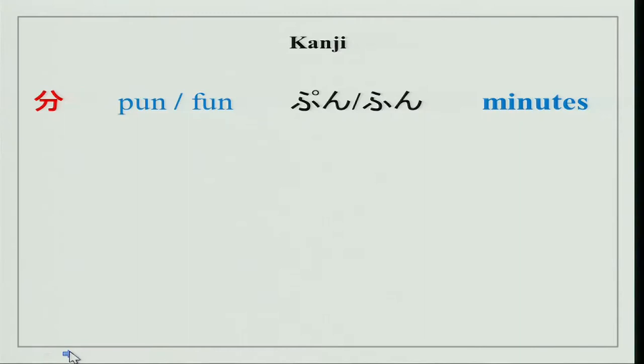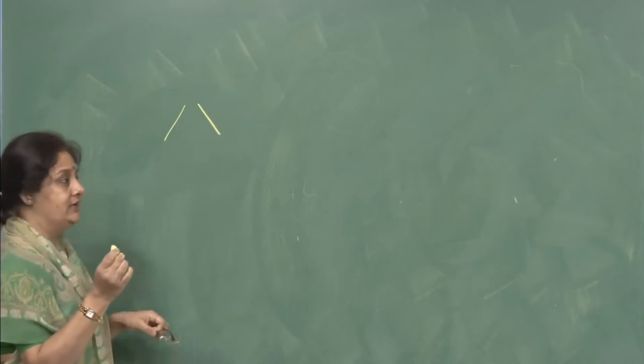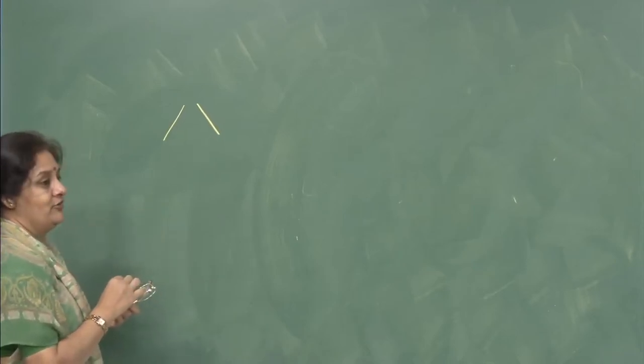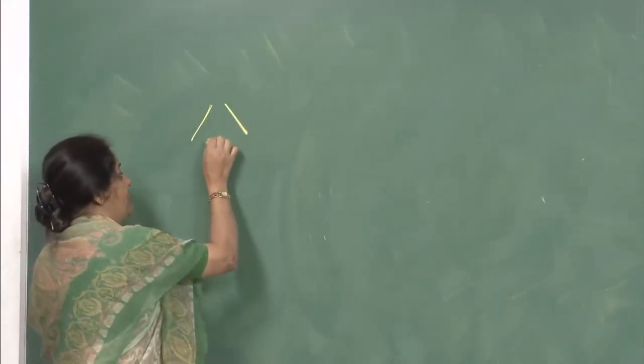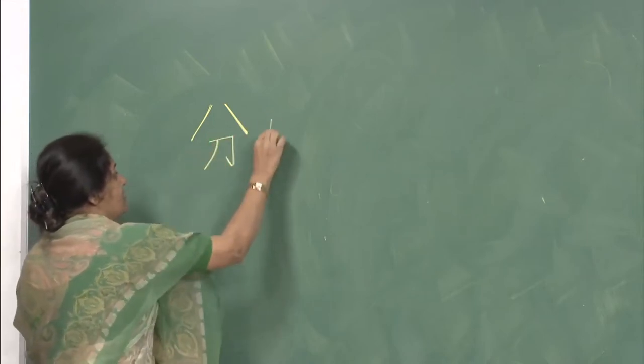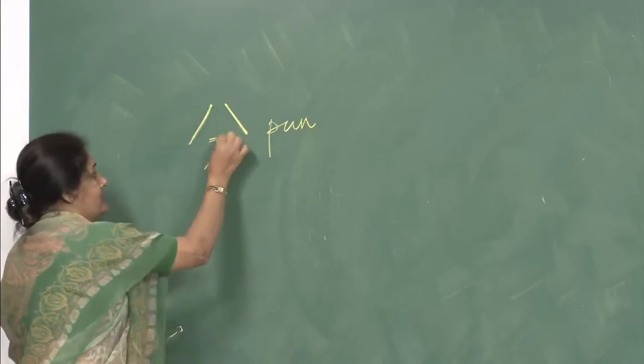Now, kanji has a meaning definitely. It is complicated also. One character can have 2-3 kanji characters, a combination of kanji characters, and then it can be written. So, over here in the first character that we have, you will see that this character you have done earlier. This means 8. If you remember, we did this character, this is hachi. And now when you put this over here, it means pun. Pun means minutes.